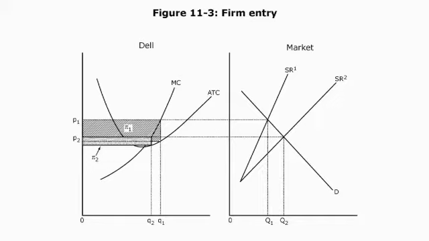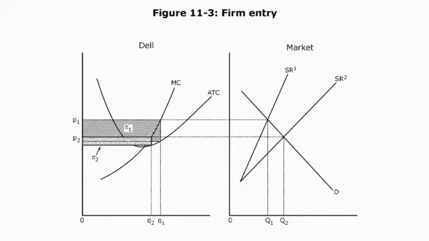Well, at that higher market quantity going to the left, there is now no longer profits to be made. Because at that market quantity, Dell is going to produce little q2. Little q2 is exactly at the minimum of the average total cost curve, where the marginal cost curve intersects the average total cost curve. So Dell no longer makes profits.